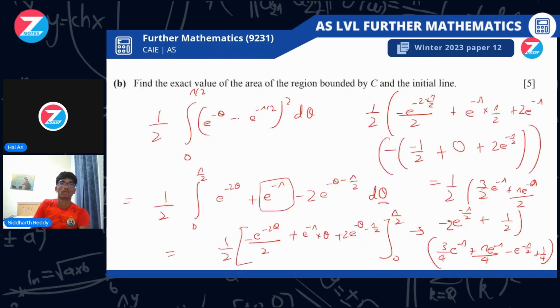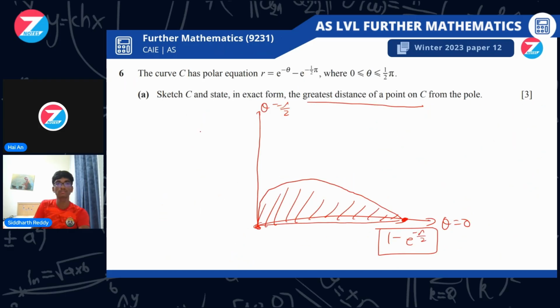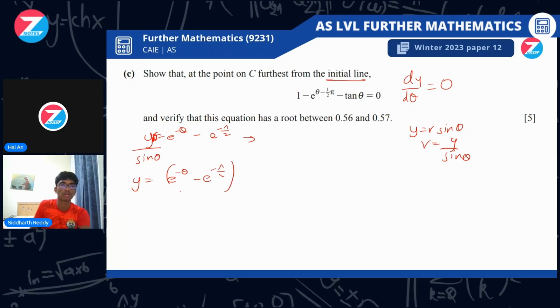So we have r is equal to e to the minus theta minus e to the minus pi by 2. So y is nothing but r sine theta. So r is equal to y by sine theta. So y by sine theta. And multiplying both sides by sine theta, we get y is equal to e to the minus theta minus e to the minus pi by 2 times sine theta.